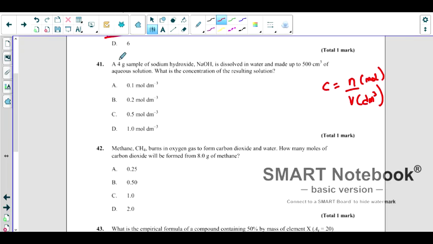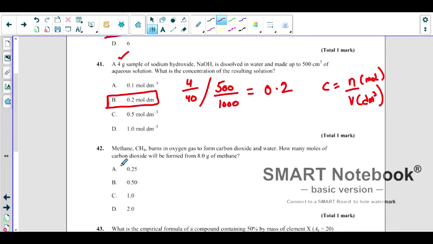So we have 4 grams here. First we convert it into moles. So we have 4 over 40, this will be the moles, divided by the volume, 500 divided by 1000 to convert it into decimeter cube. And what should be the answer we will get here? It will be 0.2. So the answer is B for this.